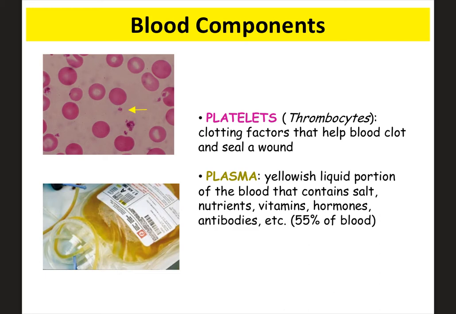These are important because if you get a cut and you want to stop bleeding, those platelets help seal the wound and make the blood clot so it stops continuing to flow. If you look at the picture here, you can see the arrow. They are very small, but they are included in the blood, a very important function. And then we have the plasma. The plasma is the yellowish liquid portion of the blood. This is where all your nutrients and vitamins are found, and it makes up about 55% of the blood. Those are the four different components of the blood that you need to know.